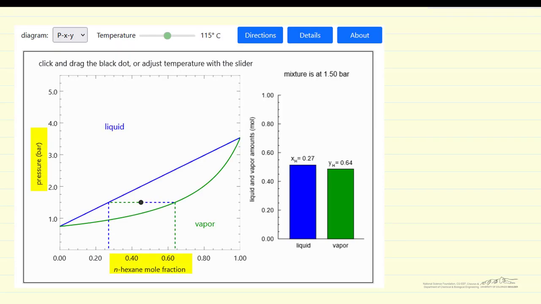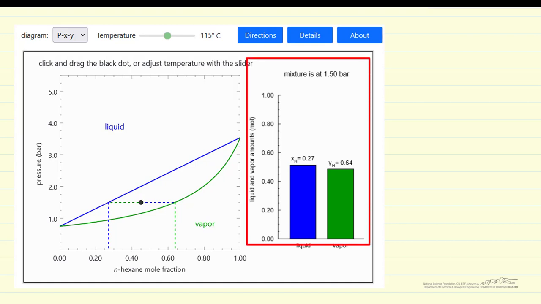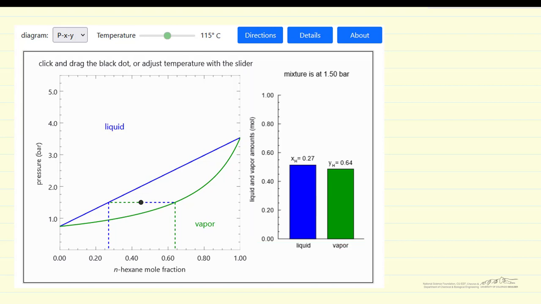Here we're looking at the pressure mole fraction diagram, and the temperature is fixed, and we can change the value of the temperature with the slider. We can also change the mole fraction by moving this dot around with a mouse. On the right side, we're shown a bar graph that shows how many moles of liquid and how many moles of vapor. We have a total of 1 mole, and in this case, slightly more liquid than vapor, corresponding to the point at the dot.